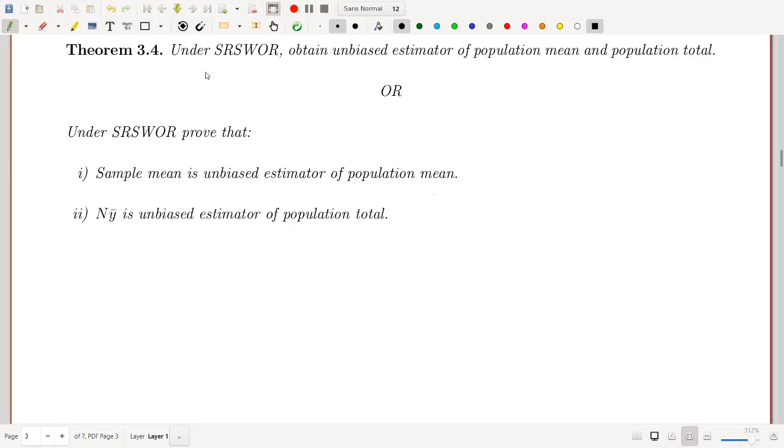Next theorem is, under SRSWR, obtain unbiased estimator of population mean and population total. Or this theorem can be written like this also. Under SRSWR, prove that sample mean is an unbiased estimator of population mean. Means here we want to prove expected value of small y bar is capital Y bar, and n y bar is unbiased estimator of population total. Means here we want to prove n into y bar is equal to population total, means summation of capital Y. So proof of this theorem.